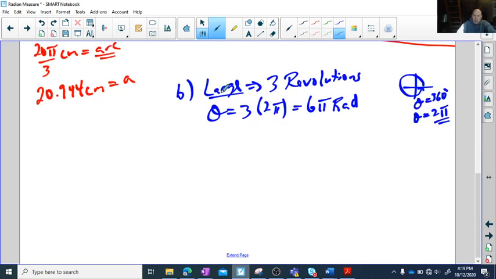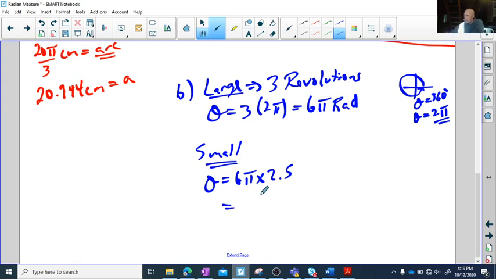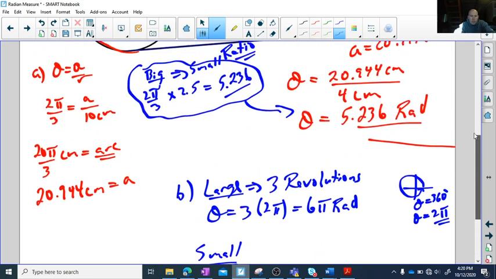If the large wheel rotated through that many radians, the small wheel would have to rotate 6 pi times 2.5, because the ratio of the 2 wheels is 2.5. And now I would get, that's my value here, 6 times pi and then multiply that by 2.5, I get 47.124 radians. So that would be the angle. I think that's what they asked. Let's double check on that.